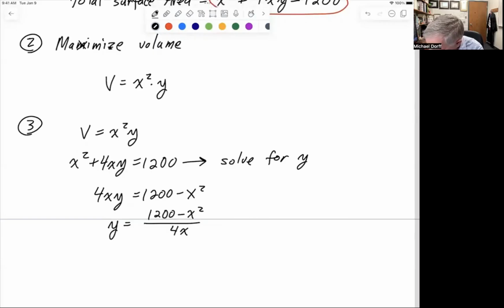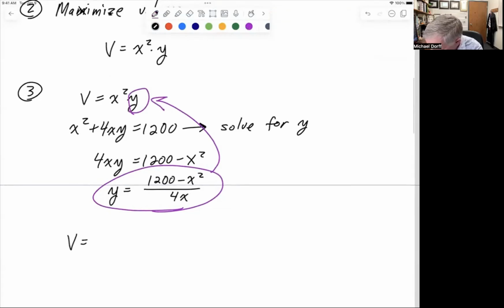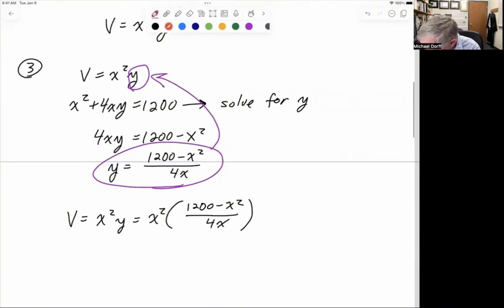Now I'm going to take that and substitute it in for y here. When I do that, volume is x squared times y, which, substituting it in, I get x squared times 1,200 minus x squared all over 4x. When I want to simplify this, I notice I've got an x in the denominator and an x squared in the numerator, so I can cancel those out, but that leaves me another x in the top because it's an x squared.